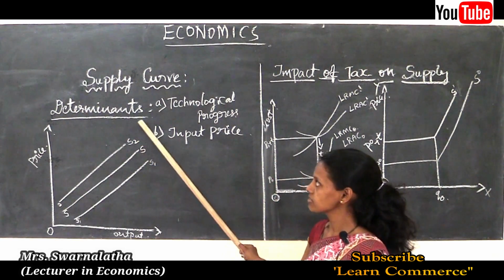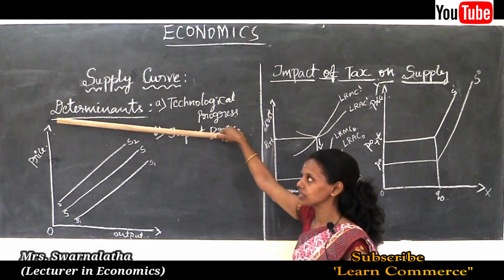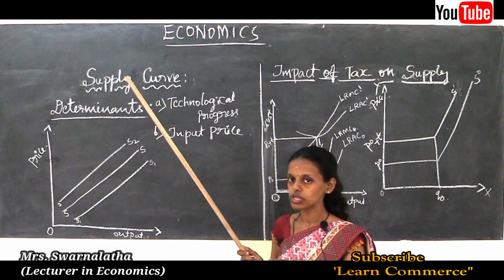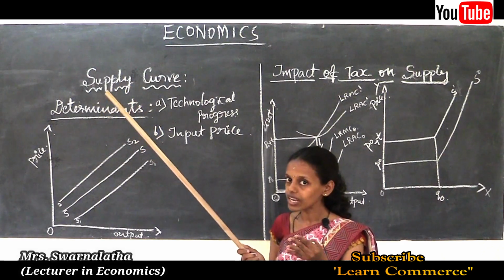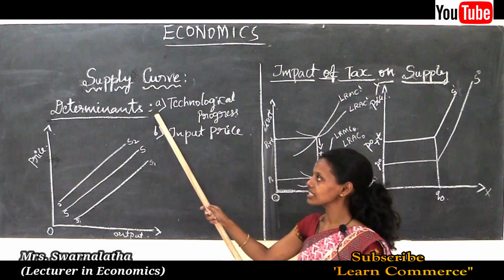There are two points that denote the determinants of the supply curve. Determinants are nothing but influencing factors: which factor leads to an increase in supply, or which factor leads to a decrease in supply. Some factors lead to an increase in the supply.